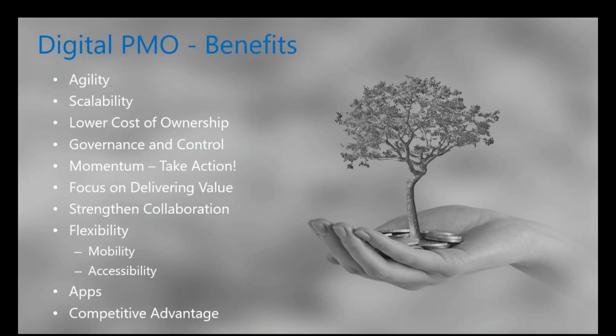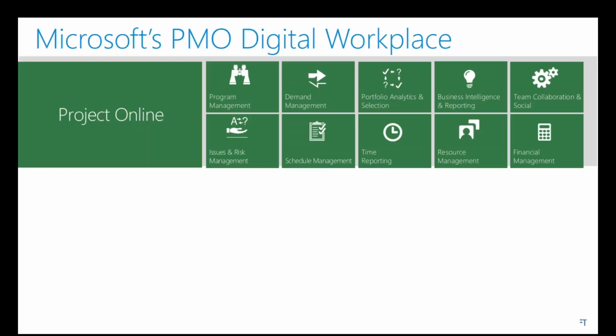Ultimately, what we want to do is put a set of processes and solutions and capabilities in place that give us a competitive advantage. I mean, that's why we're doing it in the first place, so that we can be better, so that we can be more effective and more efficient, and ultimately take advantage of the opportunities that are out there in our industries. So if we look at Microsoft's PMO digital workplace, today we're going to be talking about Project Online, which is the most current and recent PPM solution for project management offices available from Microsoft.